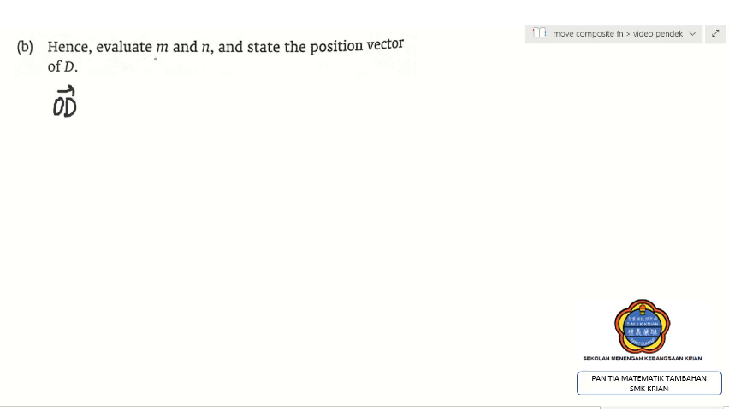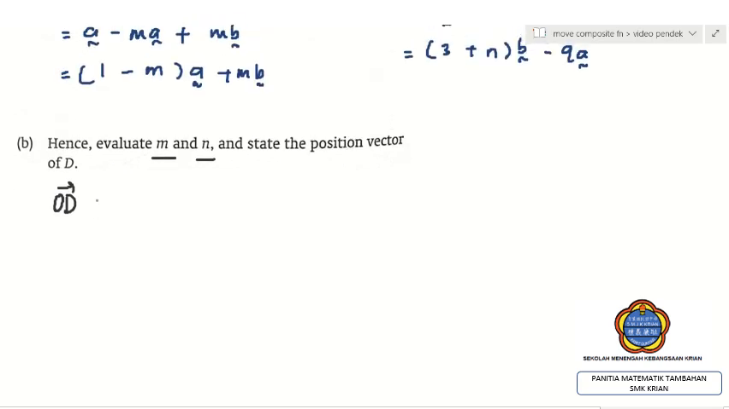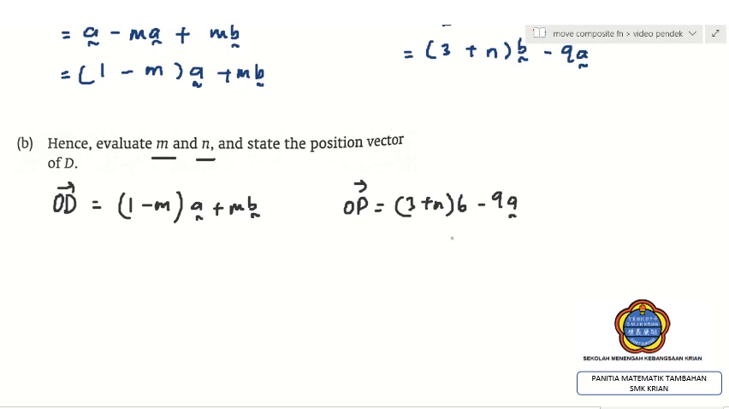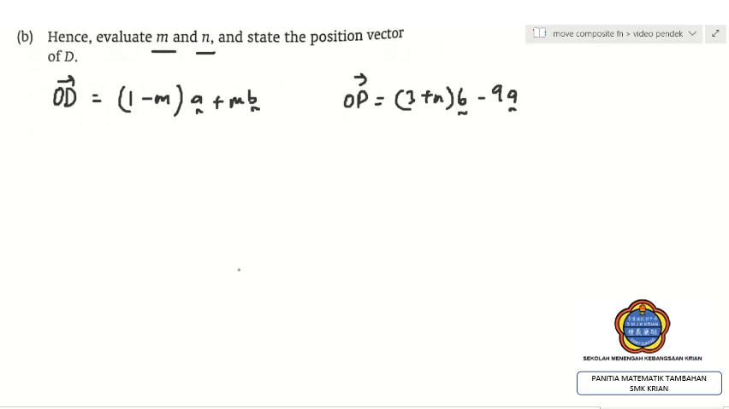Okay, evaluate m and n. From question A, we get the answer OD is equal to (1 minus m)a plus mb, and one more answer, OD in terms of n, (3 plus n)b minus 9a. So how do we count the value of m and n? What is meant by evaluate?